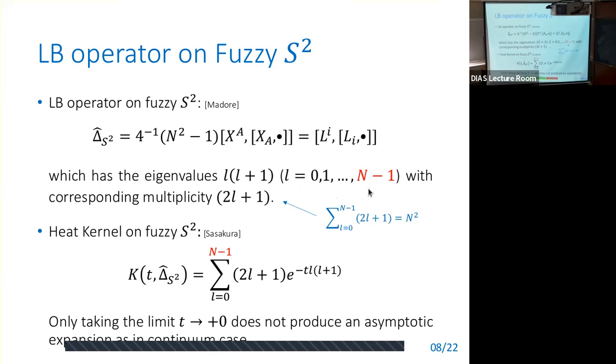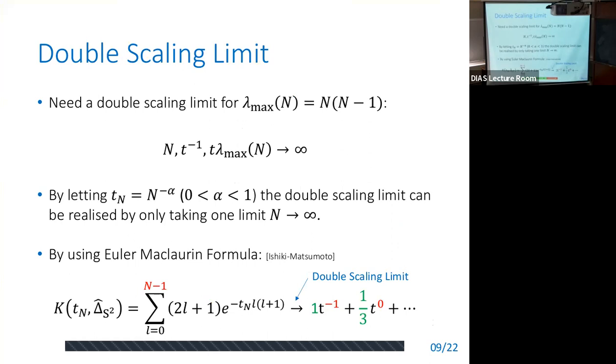And this shows up in our heat kernel, where the sum is no longer infinite, but finite. It has its maximum eigenvalue. And so in this case, just taking the limit as t goes to zero does not produce an asymptotic expansion as it does in the continuum case. To recover an asymptotic expansion, you need a double scaling limit.